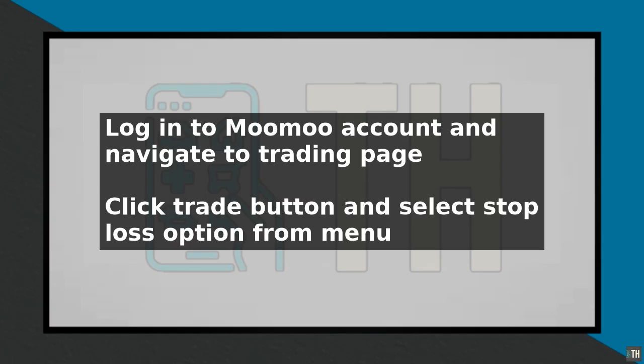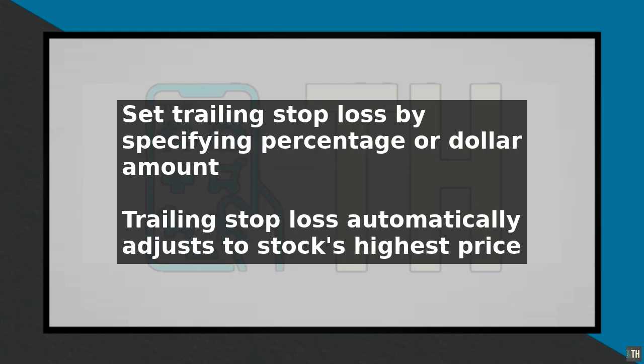From here, you will see the option to set a trailing stop loss. A trailing stop loss is a type of stop loss that automatically adjusts to the stock's highest price as it moves in your favor. To set a trailing stop loss on Moomoo, you will need to specify the percentage or dollar amount you want the stop loss to trail the stock price by. For example, if you set a trailing stop loss of 10%, the stop loss will be 10% below the stock's highest price since you set the trailing stop loss.